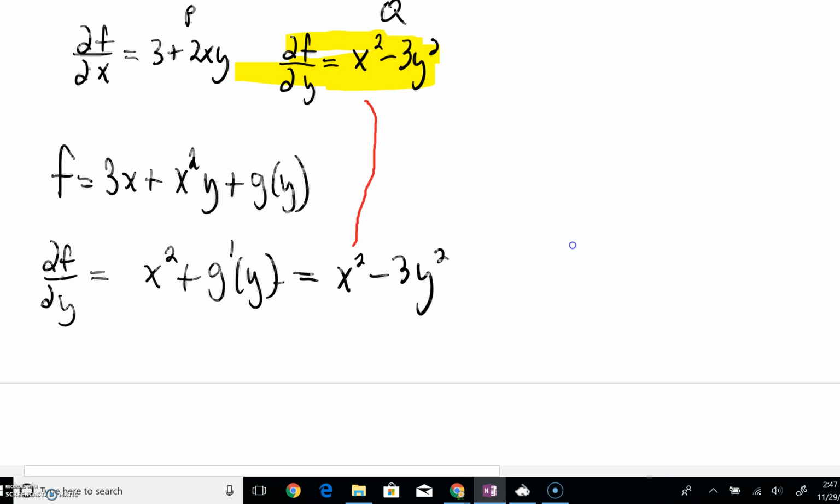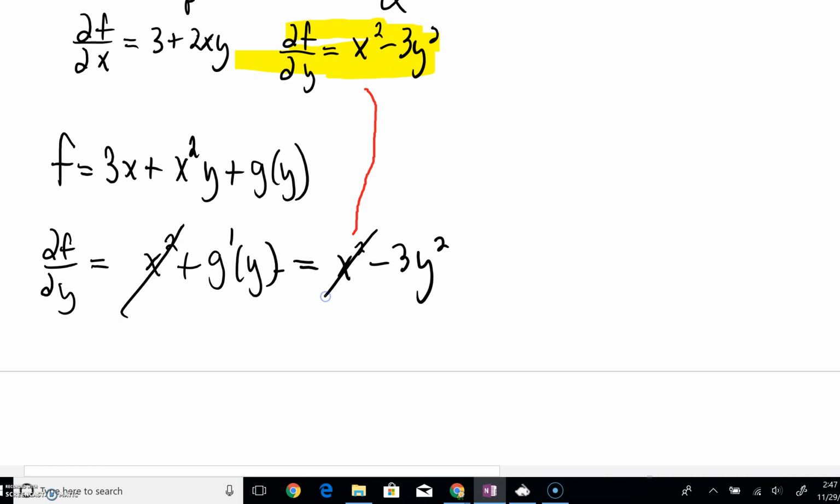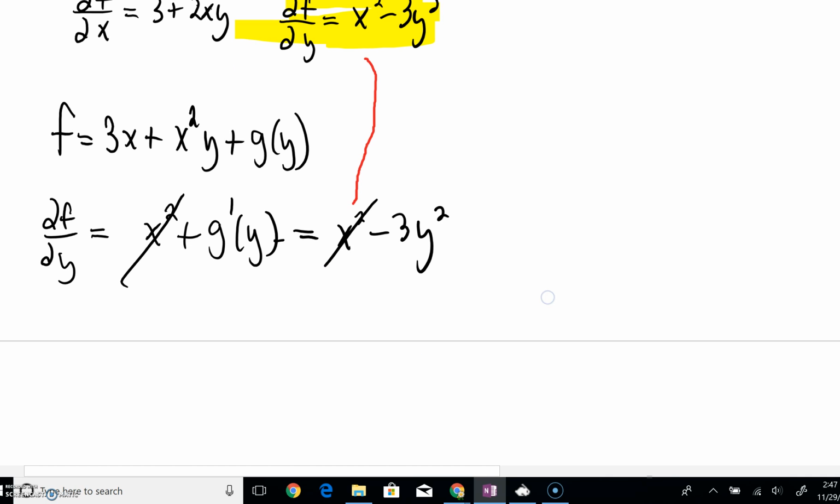Well, I hope you can see very quickly we can subtract an x squared from both sides. And then g prime of y, to find just g of y, we'll take our antiderivative with respect to y. Negative 3y squared, bump that up to a 3 and divide, you get negative y cubed. But now I'm going to put a plus k in there.